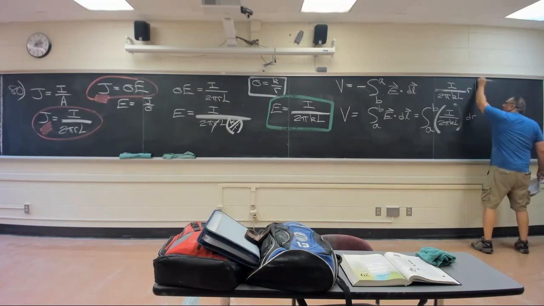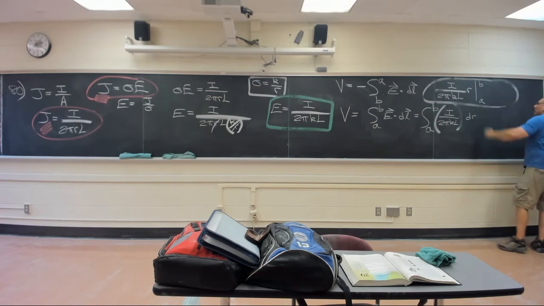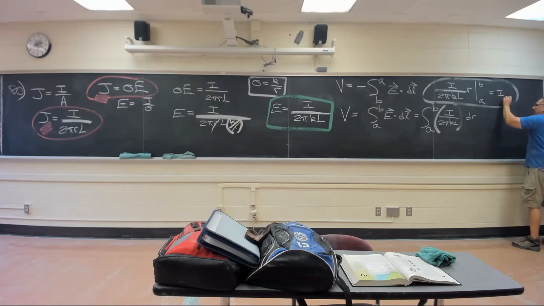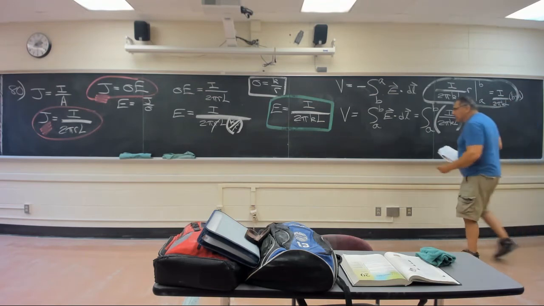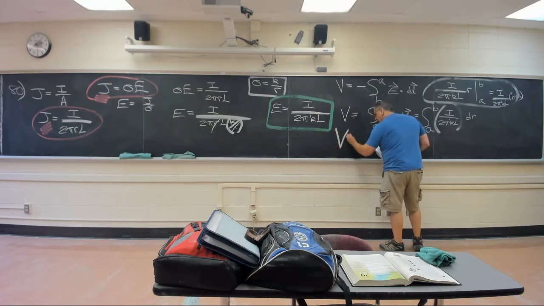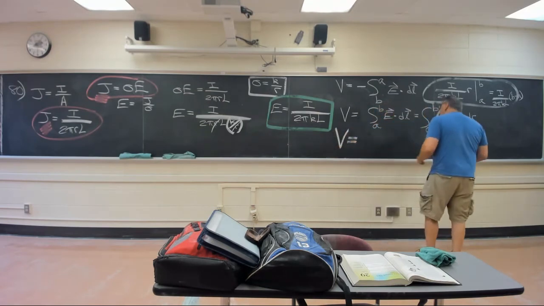As you look at this, the way it's going to be for an answer is pretty straightforward stuff. It's going to be I over 2 pi K L times B minus A. So that's the potential difference. So let's see what we got here, guys, based on the assumptions I made.